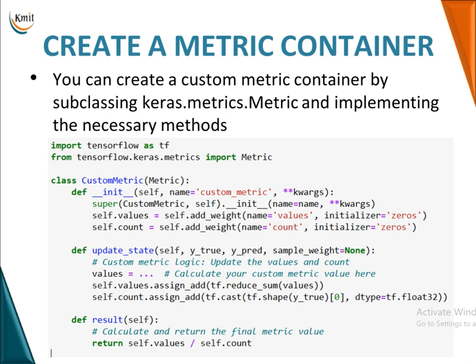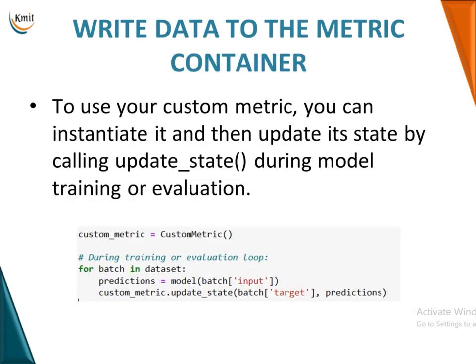And then I use custom metric logic. You update the values in the count and calculate your own custom metric value based on whatever you want to do with that particular model. So this is the basic skeleton of the code wherein you can create your own custom metric container. Finally, you have to make sure that you calculate and return your final metric value as well. So this is the way of creating a custom metric container.